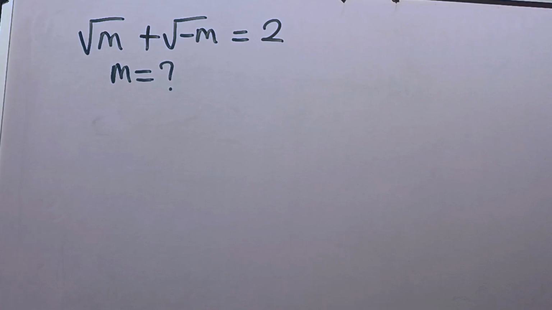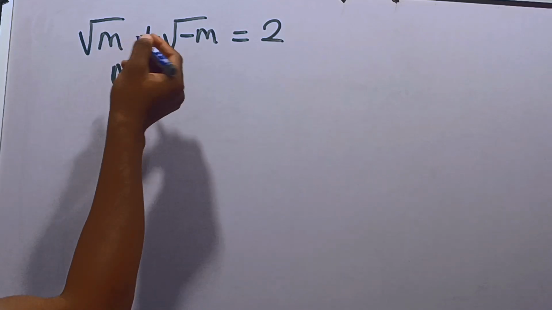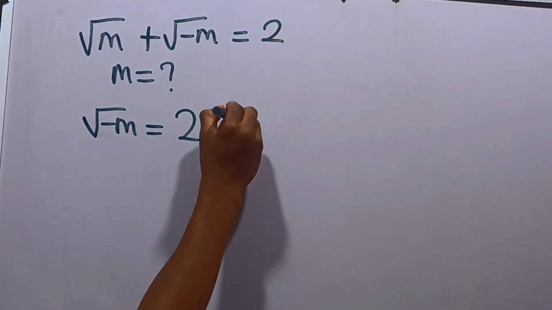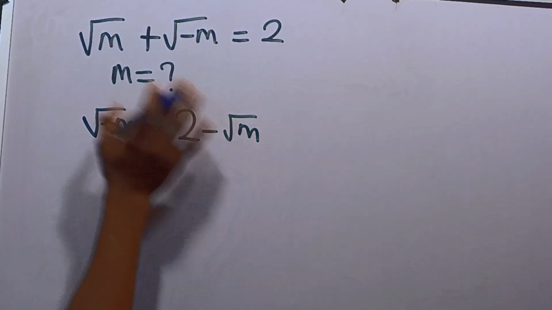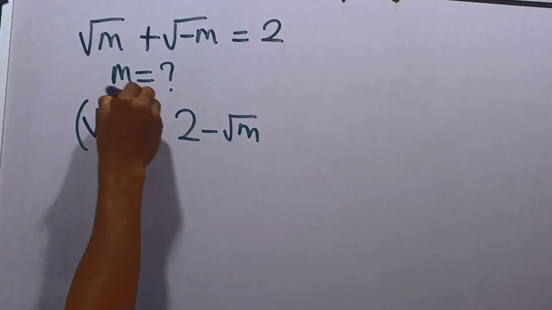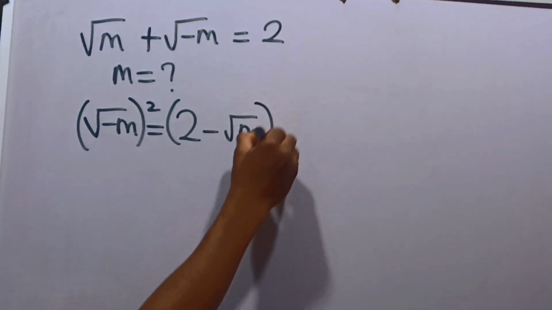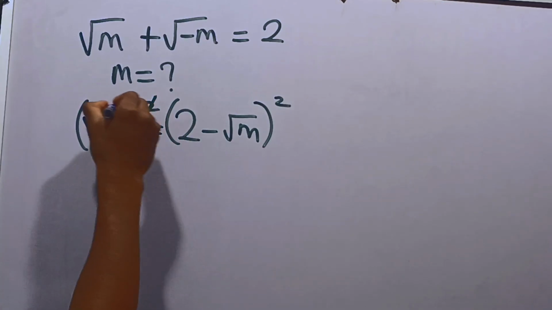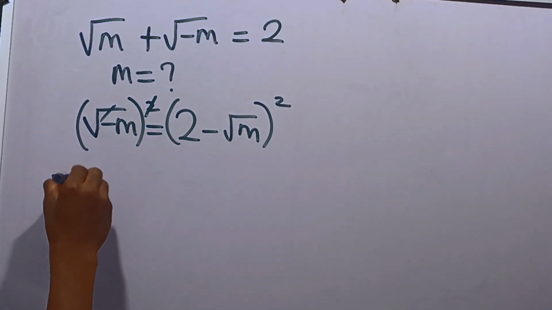Alright, now moving on from here, we can now say that root of negative m is equal to 2 minus root of m, okay? So we can deduce this from this equation. Now, at this point, let's square both sides. So if you square this side and square this side, we have root of negative m squared. So the square and the square roots cancel, so we are left with negative m on this side.